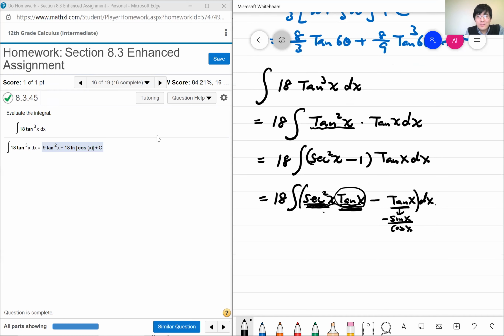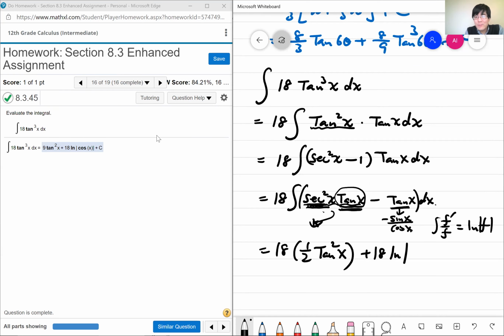Okay. So after you deal with the u substitution, this part, you want to get 1/2 tangent x squared. For this part, because the derivative of the bottom is equal to top, so it's going to be ln of the absolute value of the denominator. So that's going to become 18 times ln of absolute value of cosine x.